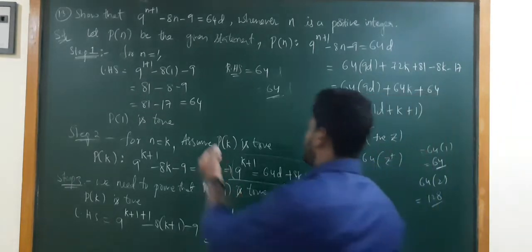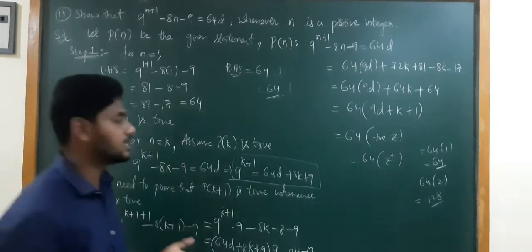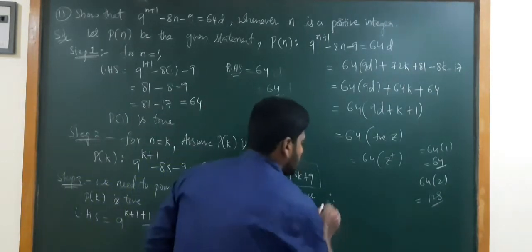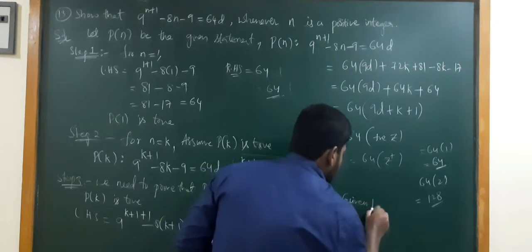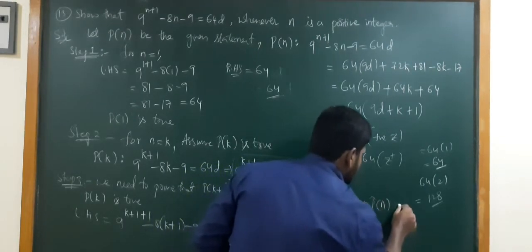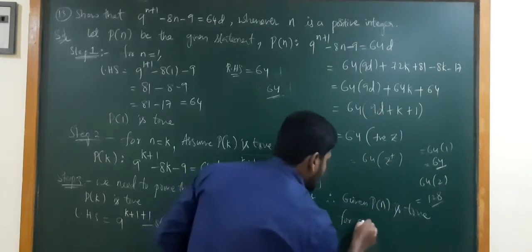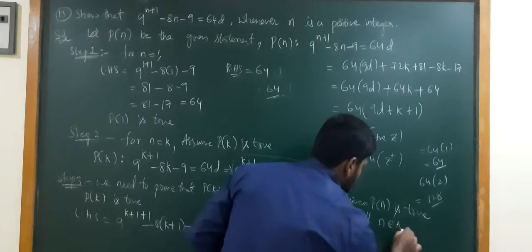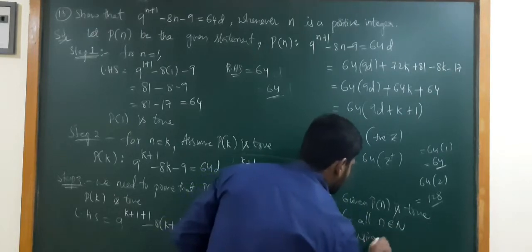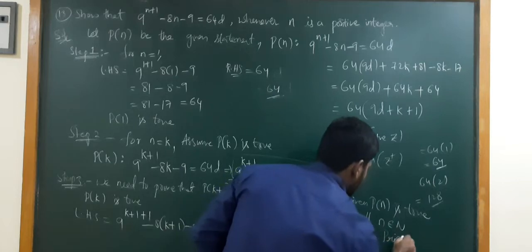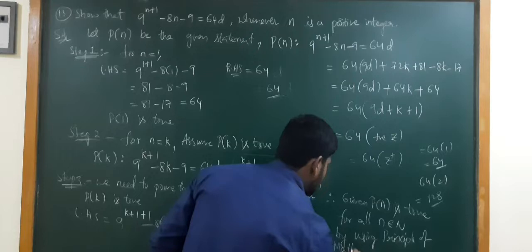Therefore, n equal to 1 satisfies, n equal to k satisfies, and n equal to k plus 1 also satisfies. Therefore, the conclusion we can write is: given P of n is true for all n belonging to natural numbers by using PMI, nothing but the principle of mathematical induction.